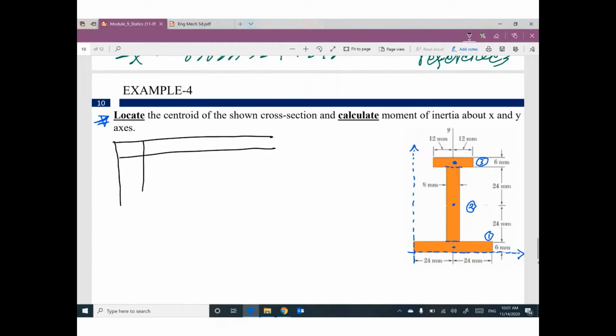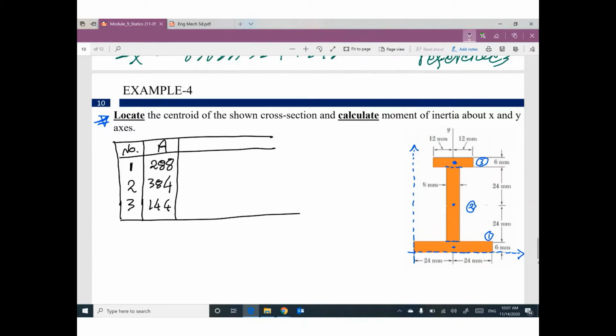First column in this table, number of parts, number 1, number 2, and part number 3. Second column, what is the area of each part? I believe the area of part number 1 is 6 millimeter times 48 millimeter, which will be 288. Part number 2, the area will be 8 times 48, which is 384. Part number 3, the area will be 24 times 6, which is 144.